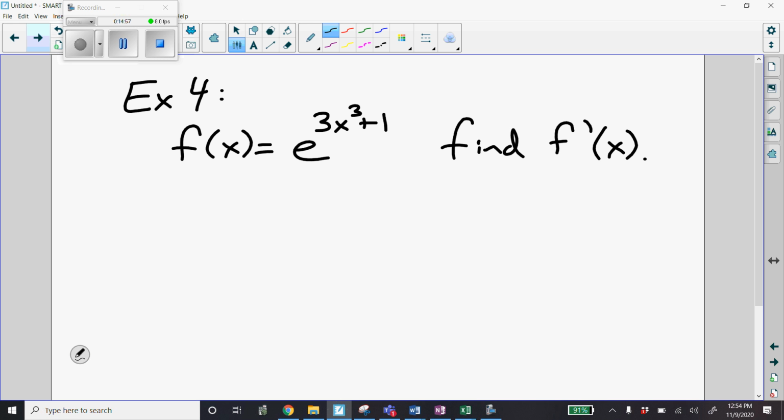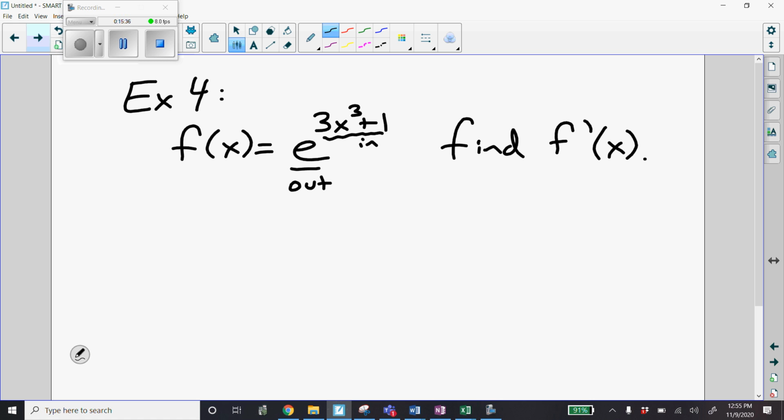Okay, so when we see e, e is usually a very nice thing to see because the derivative is itself. Okay, except for if it's e to the x, we know the derivative of e to the x is e to the x. But when we see e to something other than just regular old x, that's where chain rule is going to come into play. Again, what I identified here is this is my inner function. 3x cubed plus 1 is inside, excuse me, of our outer function e to the x.